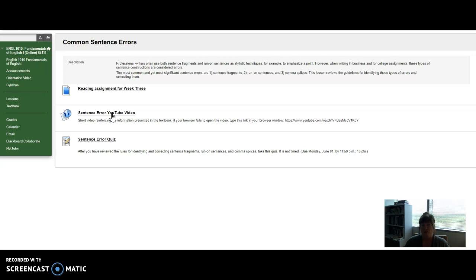And once again, what we're trying to do is draw a distinction between really casual writing, or using sentence fragments or run-on sentences for stylistic techniques, which is something that professional writers certainly do. We're distinguishing between those types of writing and writing in business and writing in college. There's sort of an expectation that at the college level and when you're writing in a business setting that you will write in complete sentences and that they will be correctly punctuated. And so that's the reason we're reviewing these particular guidelines, okay? So once you have done these assignments, then take the sentence error quiz, all right?